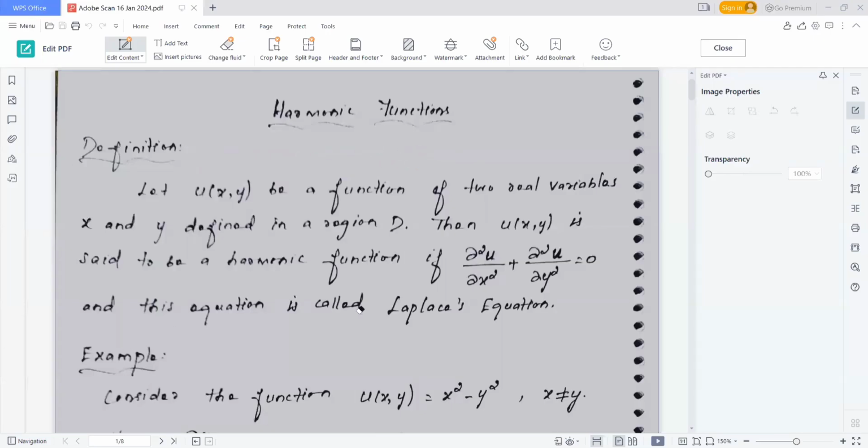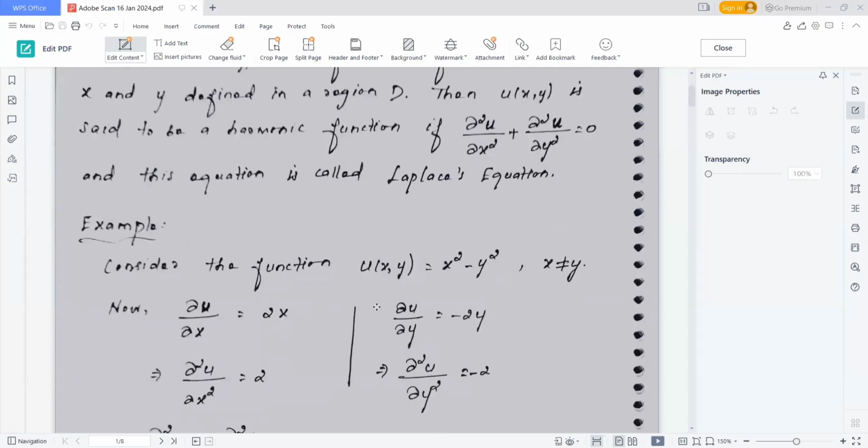So any function with the two variables x and y is said to be a harmonic function if the double derivative ∂²u/∂x² plus ∂²u/∂y² is equal to 0. Okay, so consider the following example.